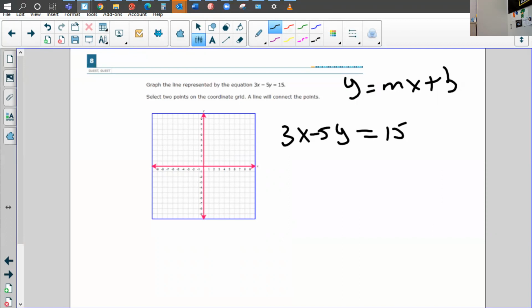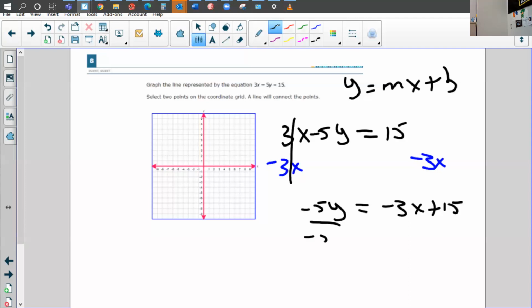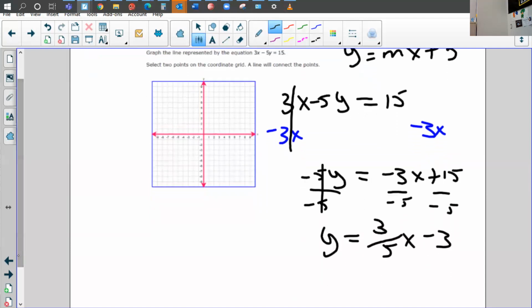All right. And to do that, if you notice again, I'm going to minus 3x on this side. That goes away. Now I'm left with minus 5y is equal to minus 3x plus 15. And then I divide both sides by -5. That gives me y is equal to 3/5x minus 3. Now it is in slope-intercept form.